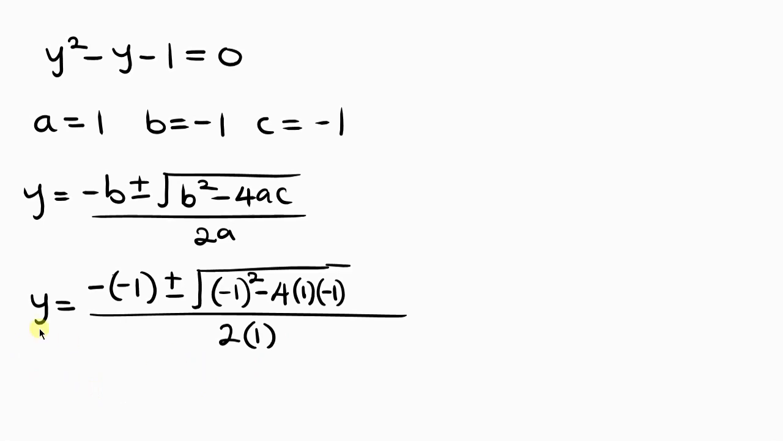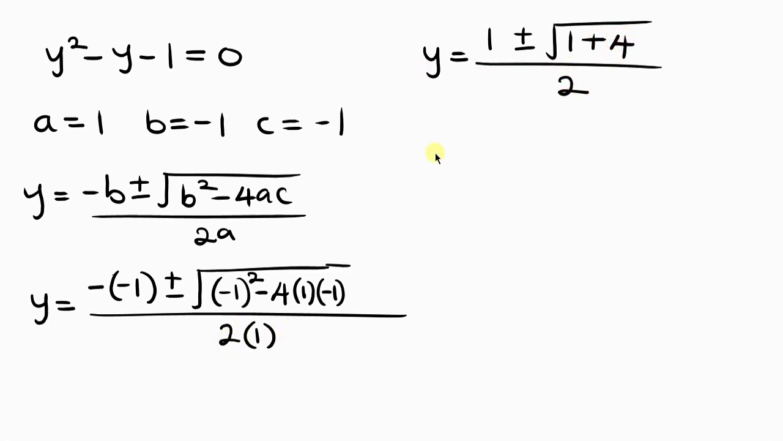So this simplifies into y equal to negative times negative gives you positive. So I'm going to be having a positive 1 plus or minus the square root of negative 1 squared, which is 1. And then negative 4 times 1 times negative 1 is positive 4. Very good. All over 2 times 1 is 2. So this simplifies into 1 plus or minus the square root of 1 plus 4 is 5, all over 2.